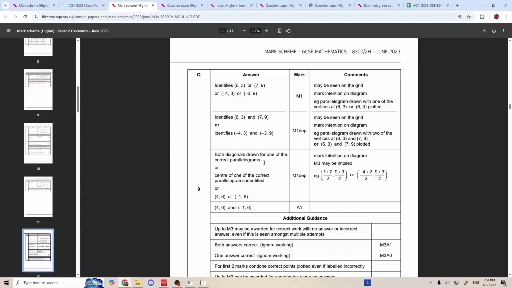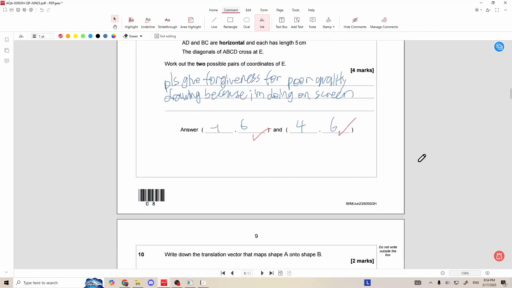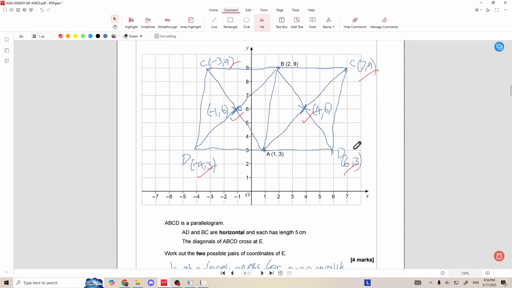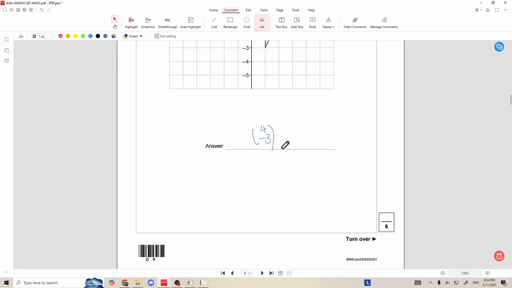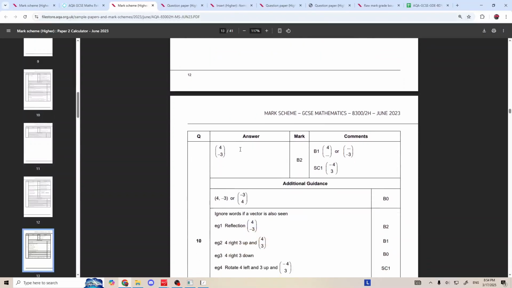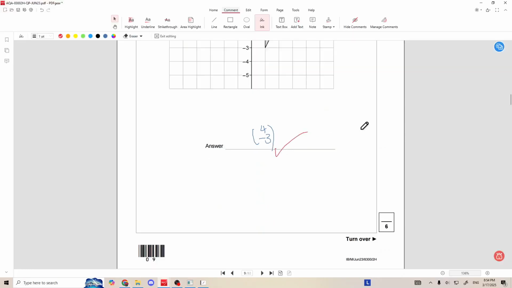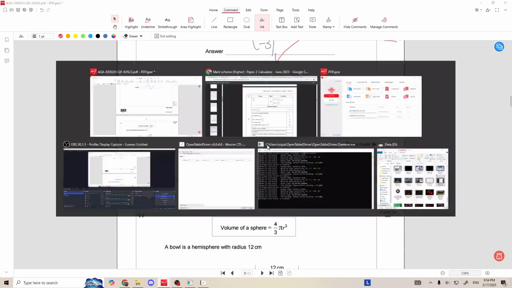Both diagonals drawn for one of the correct parallelograms, center of one of the correct parallelograms identified. Okay, I think I pretty much fulfilled all the steps. Even though it's a bad drawing, I think they don't care that much as long as you mark it clearly. So yeah, 4 out of 4. Now this translation vector, it's just 4 and -3, right? Yeah, 4 and -3. Thankfully, I remember what a vector was because it's been so long since I did this.